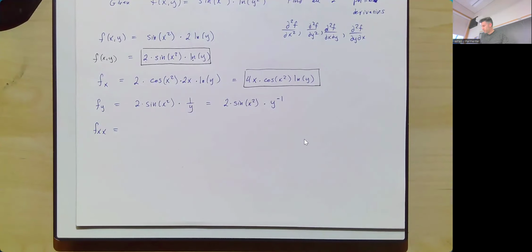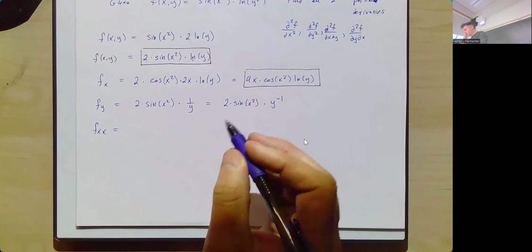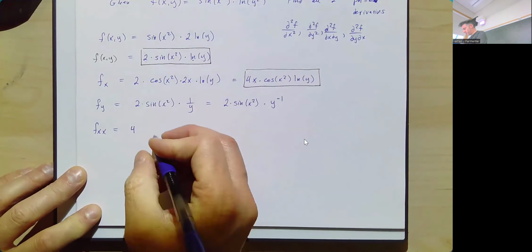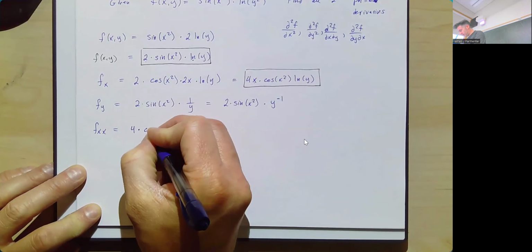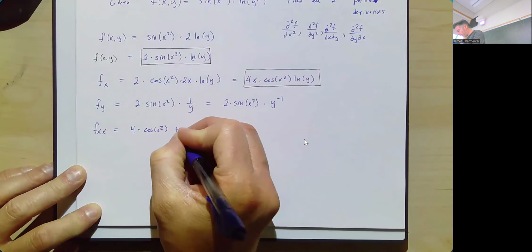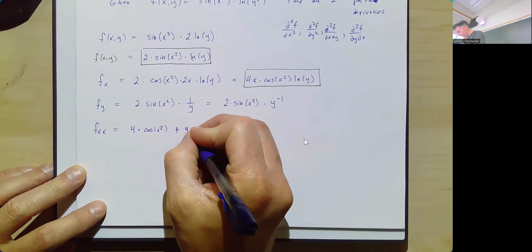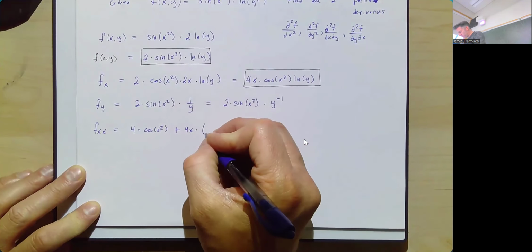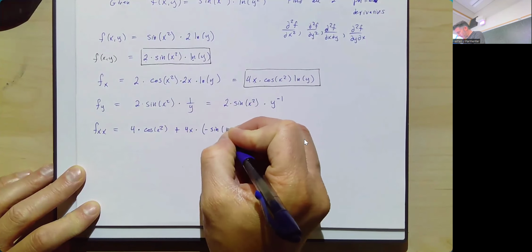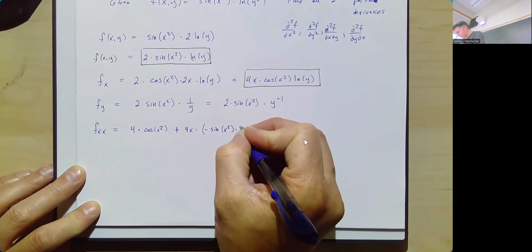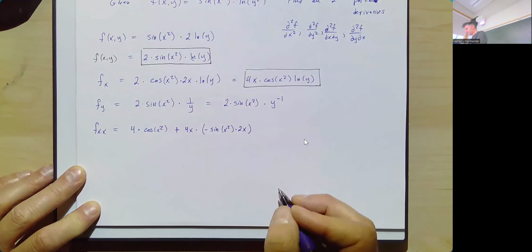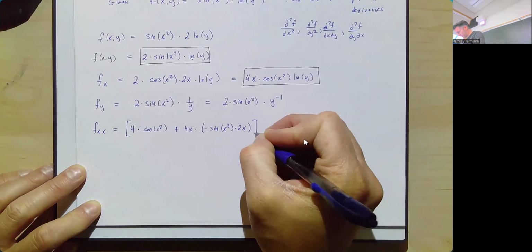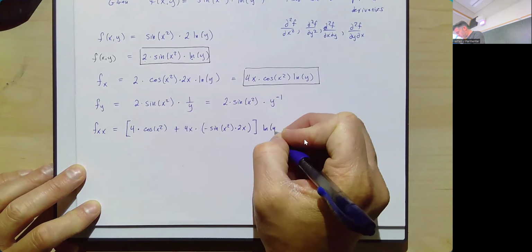So taking the derivative of this using the product rule, the derivative of 4x is 4 times cosine of x squared plus 4x times the derivative of cosine of x squared, which is going to be negative sine of my stuff times the derivative of my stuff. All of that still gets multiplied by the constant that's hanging out, which is natural log of y.